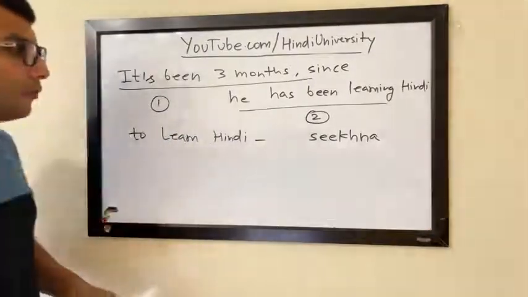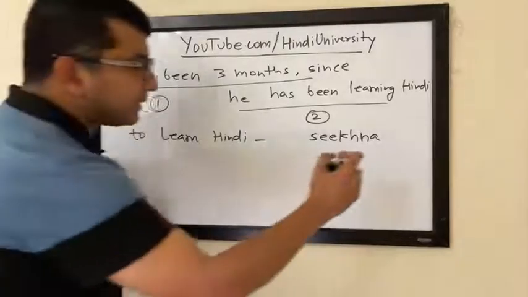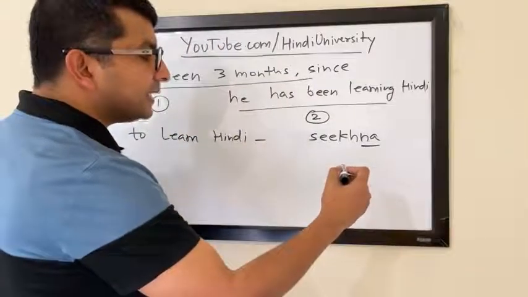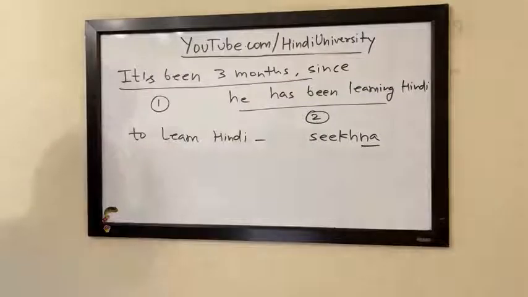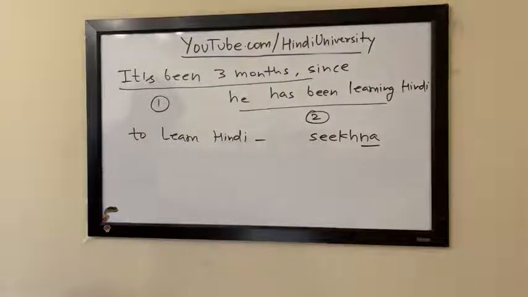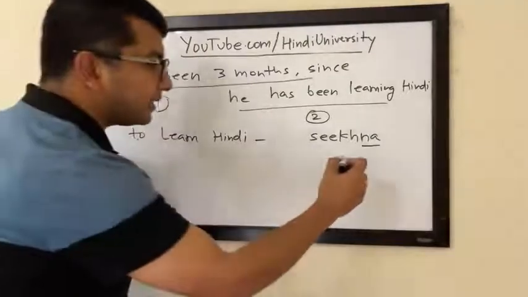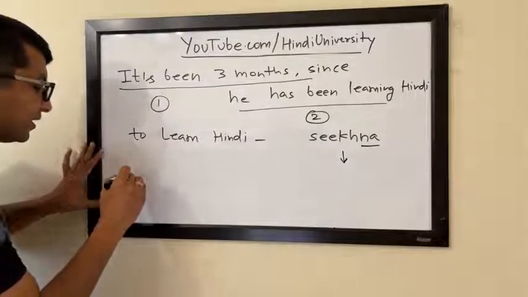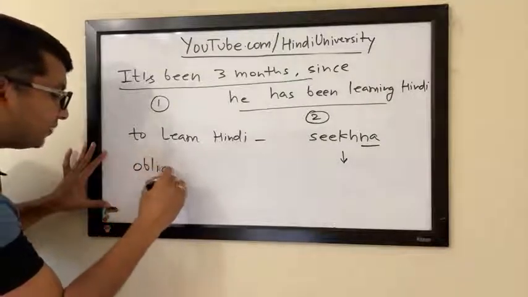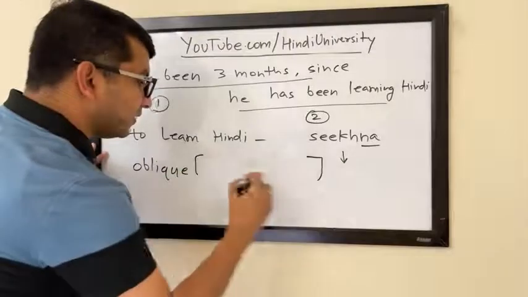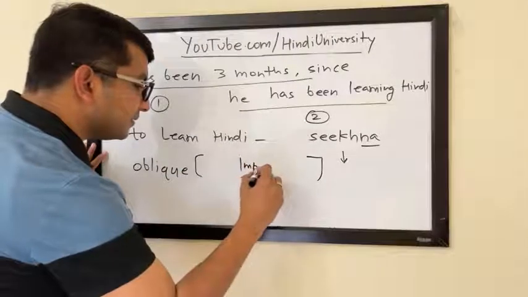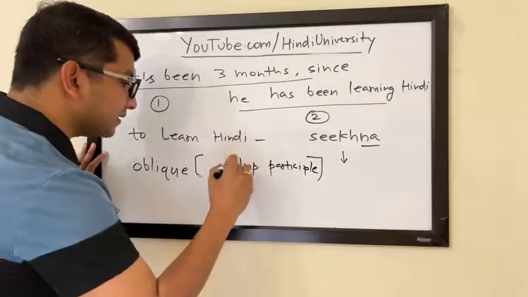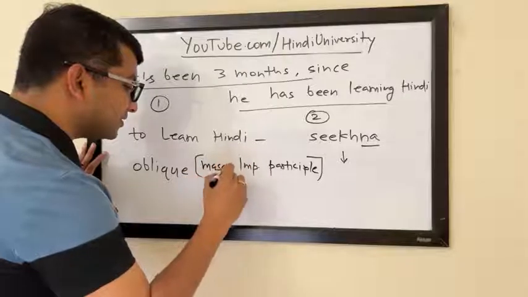what you do in Hindi is you take the imperfective participle form of it. So what is that? From seekhna it becomes, for a masculine, basically I'm going to write down the same thing that we've been learning in the past. So you take the oblique form of the imperfective participle, and then here I'm going to just say masculine singular.